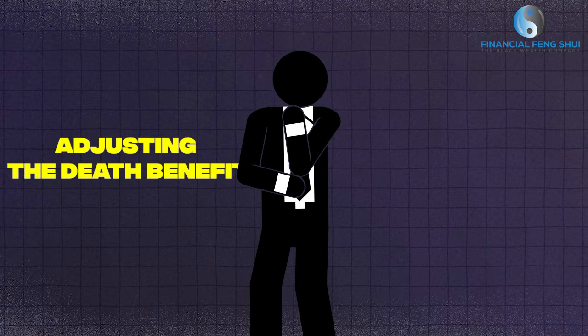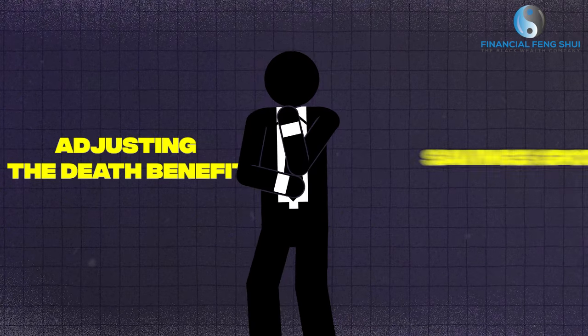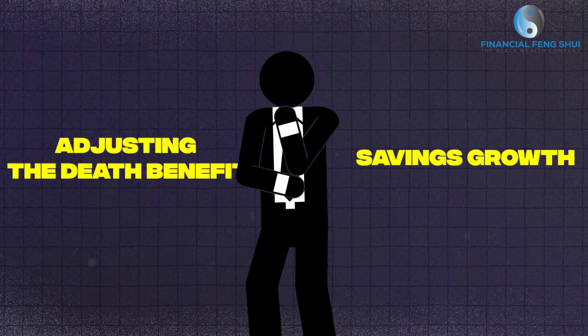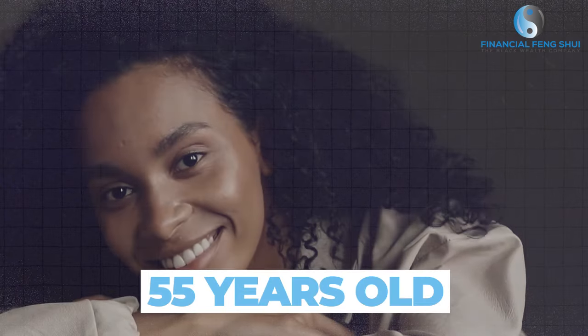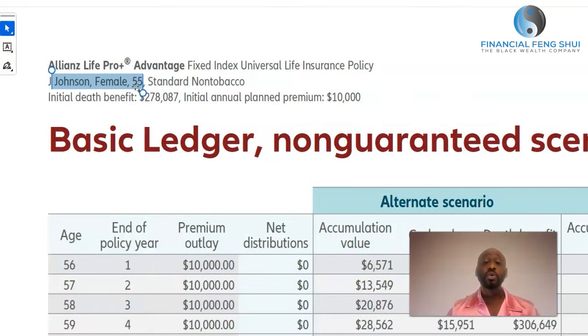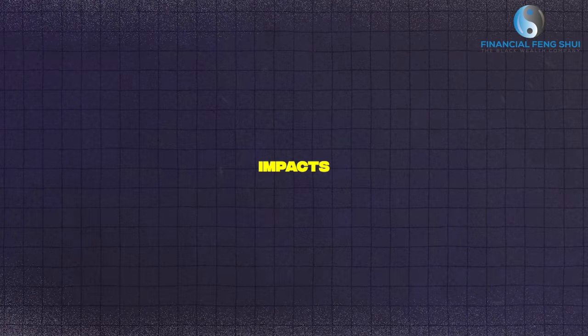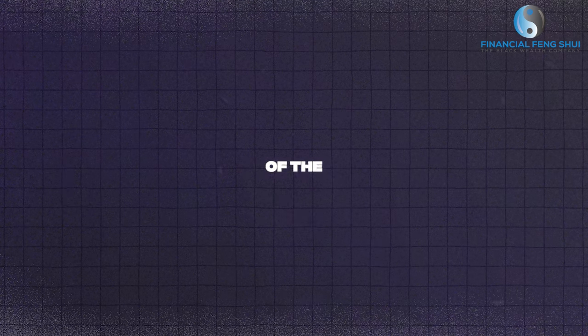So let's get into some examples of how this would look, and you'll get to see firsthand how making adjustments to the death benefit would also change how much your savings will grow, as well as the future income that you can remove from the infinite banking setup. We have a client that is a 55-year-old female that is not a smoker. Now, when you go to apply for a life insurance policy, you have to let the life insurance company know if you're a smoker or not. That impacts how much the death benefit portion of the policy will cost.